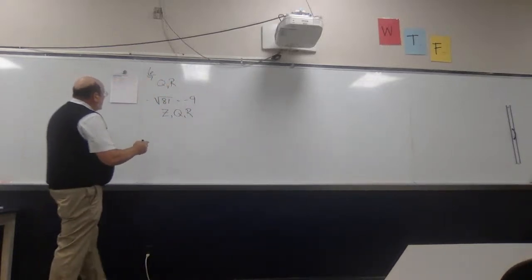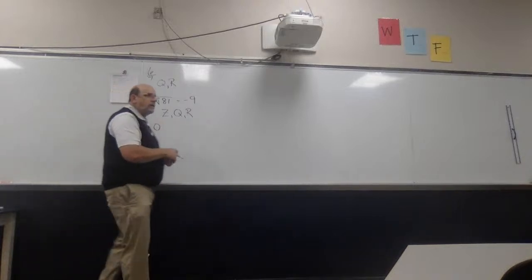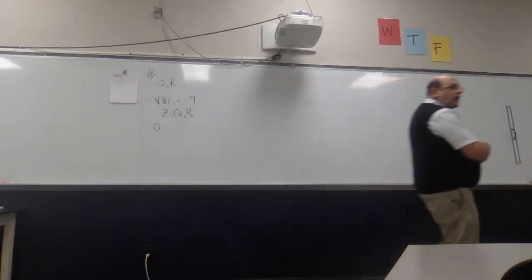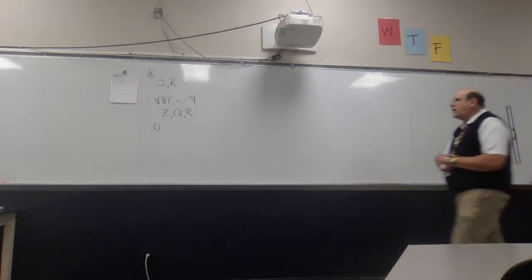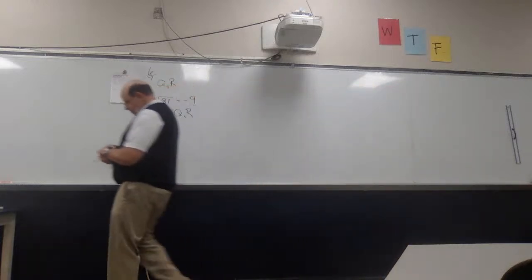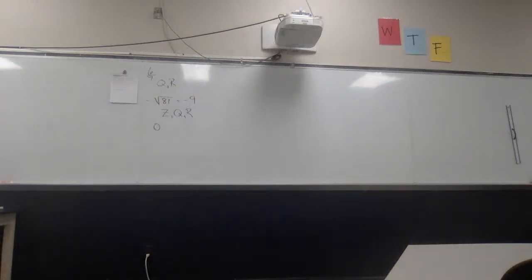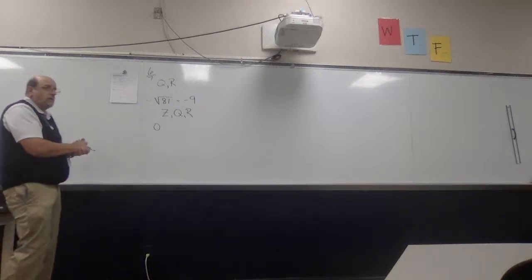Let's look at number 3. Number 3 is 0. Wow, fits into a lot, doesn't it? Whole number. Is it irrational? Does it have a non-terminating, non-repeating decimal? No. Zero doesn't have any decimals. It's a whole number.